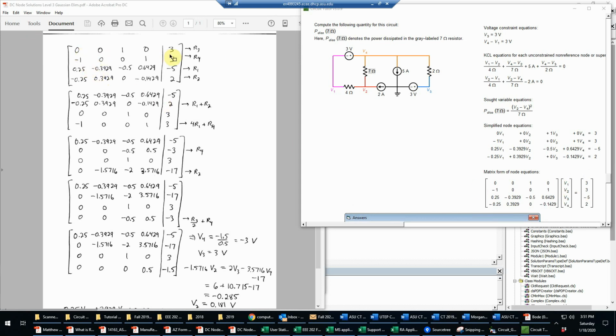So we put this into an augmented matrix, as you do for Gaussian elimination. The matrix of the coefficients that multiply the unknown variables becomes the left portion of this. So we just have the 0, 0, 1, 0, negative 1, 0, 0, 1, and so forth here. And then the right-hand portion of this becomes the constants, the 3, 3, negative 5, 2. And that forms what we call an augmented matrix. So instead of the original 4 by 4 matrix, we now have a 5 by 4 augmented matrix. And this is the standard approach to doing Gaussian elimination.